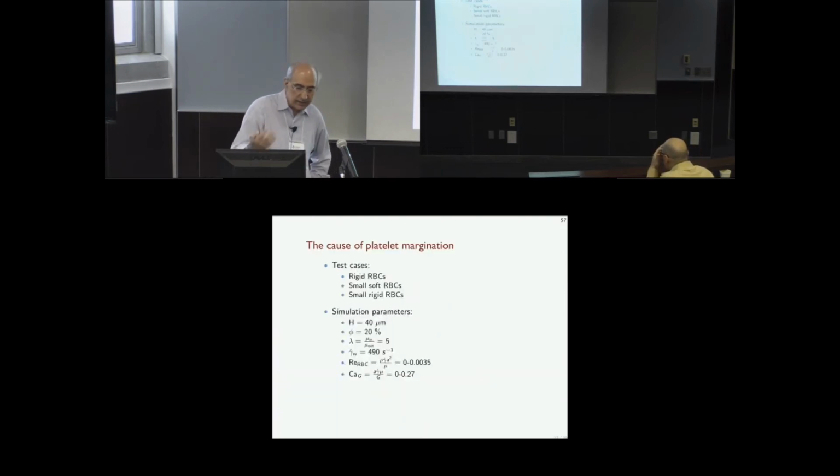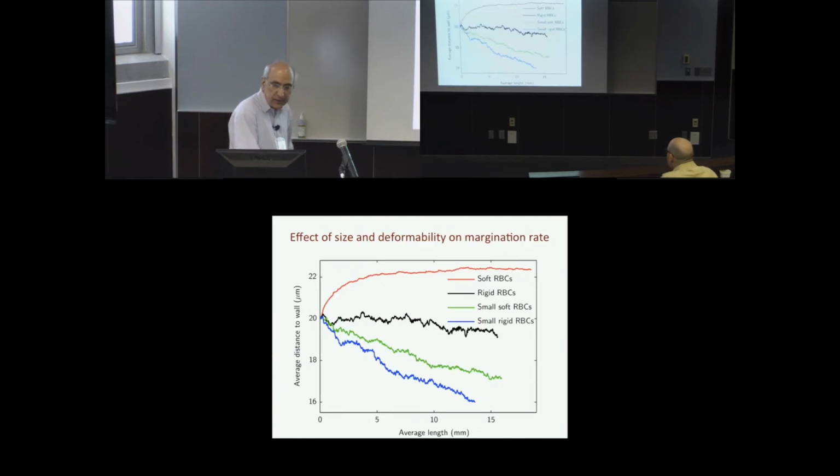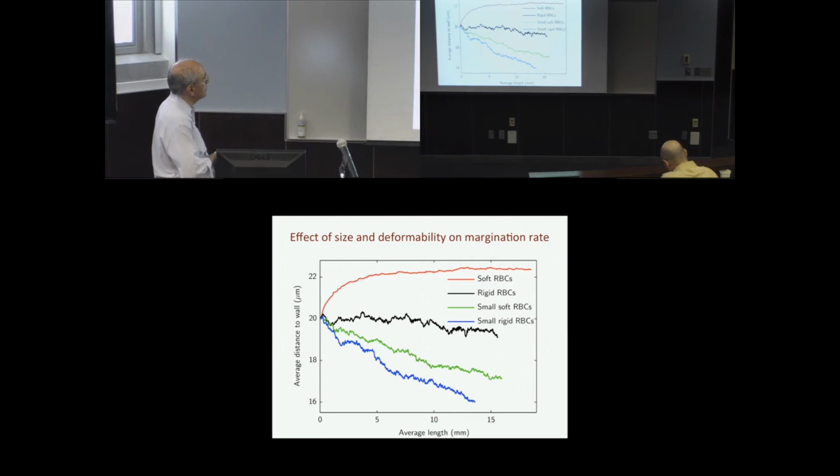So now let's look at the cause of platelet margination. If we take a test case where we put a few rigid RBCs, or we put a few small soft RBCs or small rigid RBCs into regular RBCs. So these are like little computational experiments. So we have 3 different cases, and this is in a channel flow of 40 micron, hematocrit of 20%, and lambda is 5. So this is 40 micron.